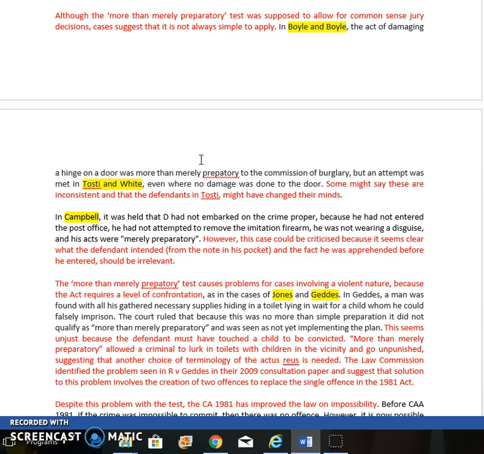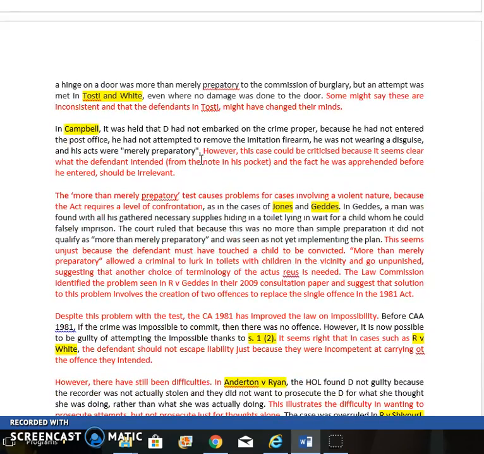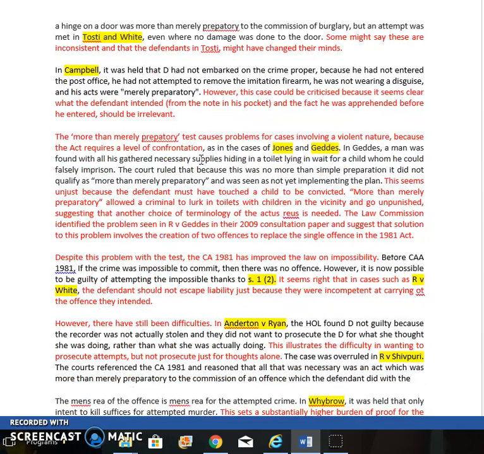You might say that that's fair enough. I think it probably is. They have gone beyond preparation, they've got the equipment, etc. However, it is possible that some people might say that these decisions are inconsistent. The defendants in Tosti might have changed their minds.